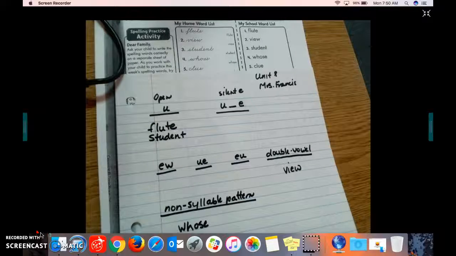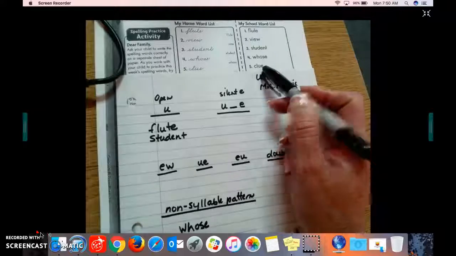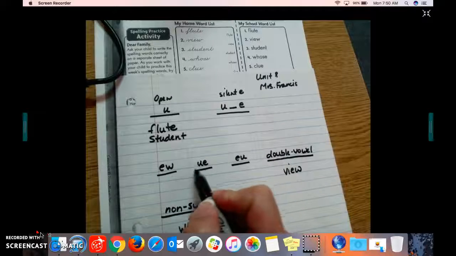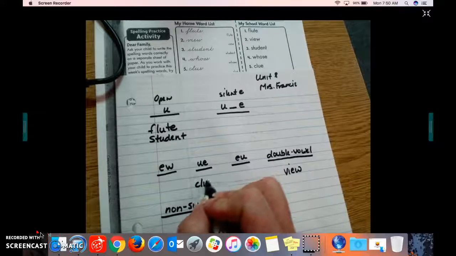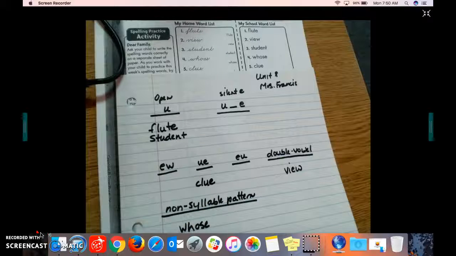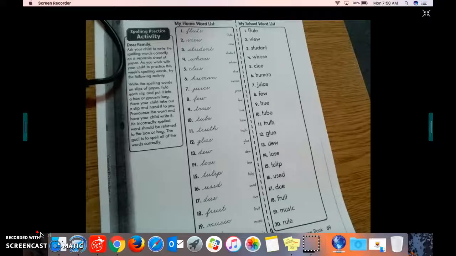The last one that we'll do together is the word clue. And you'll see there that the U and the E are together. The U comes first. So I'm going to go down under my UE category and I'm going to write the word clue. Okay? You're going to continue this for the rest of the words on your spelling list. There are 20 words total. You will finish this for the rest of your 20 words.